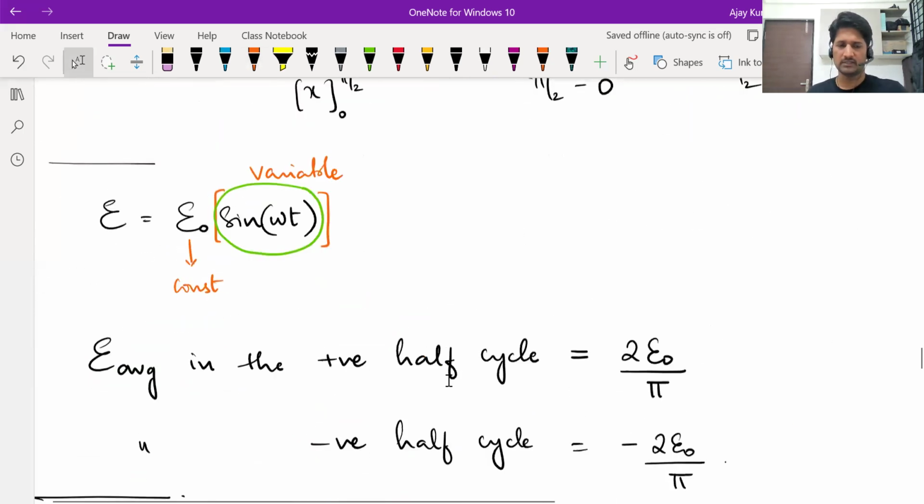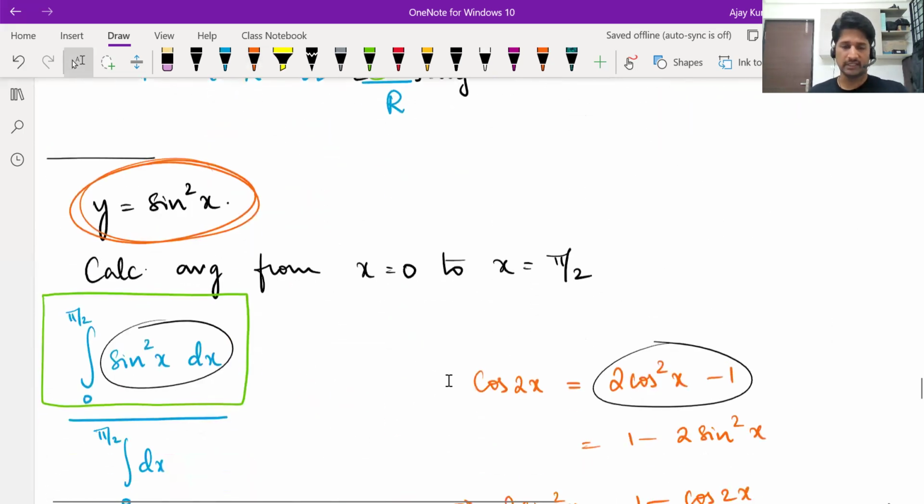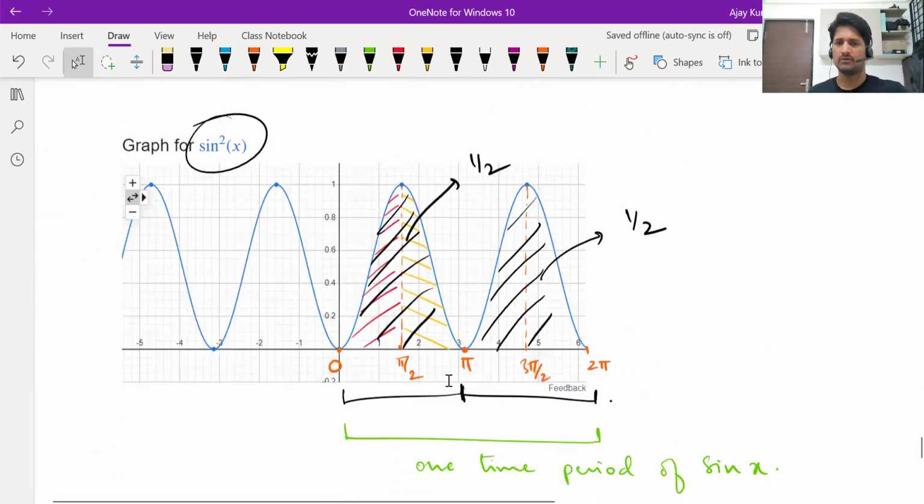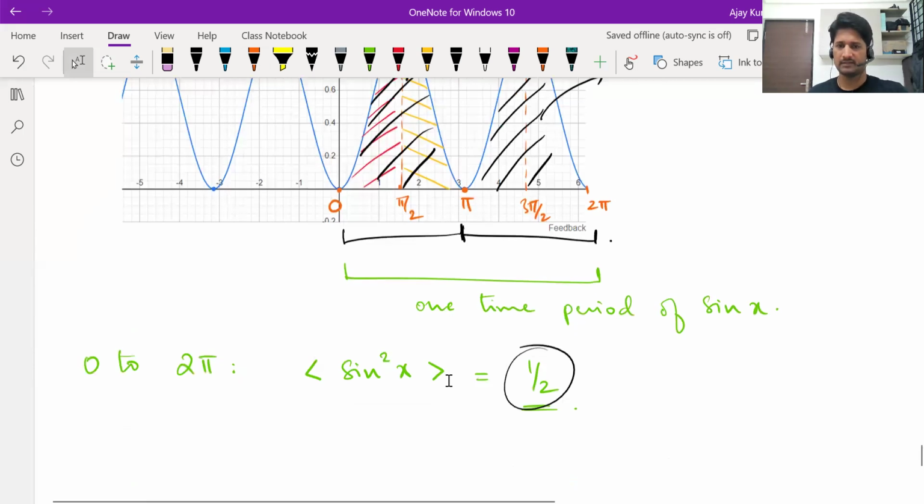Revise these ones. Then we derived the average of the square of the sine function. In one time period, we found that it is half. Next class you will have tomorrow mostly. I'll inform the timings. We'll continue with this. We'll enter into the actual chapter, alternating current.